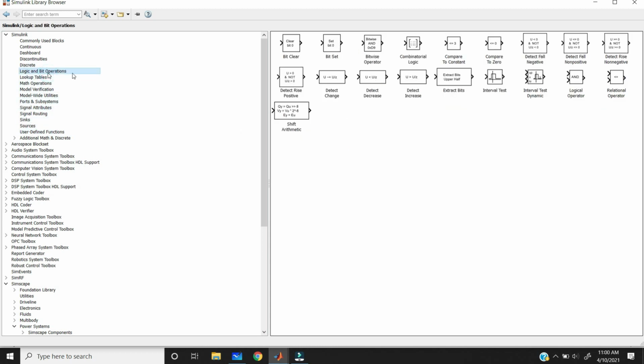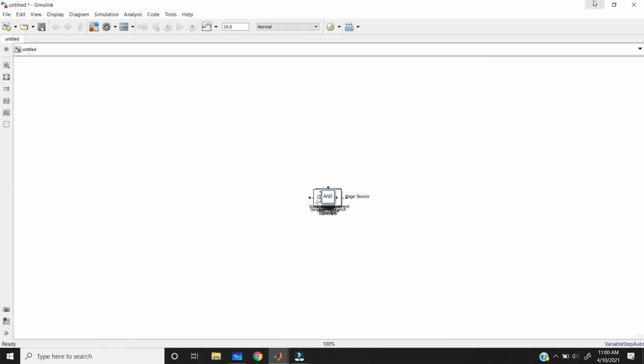You can get the logical operator. Okay, you can take the logical operator. I will explain why I am taking this logical operator. That's it. Now connect our circuit as per our circuit diagram.